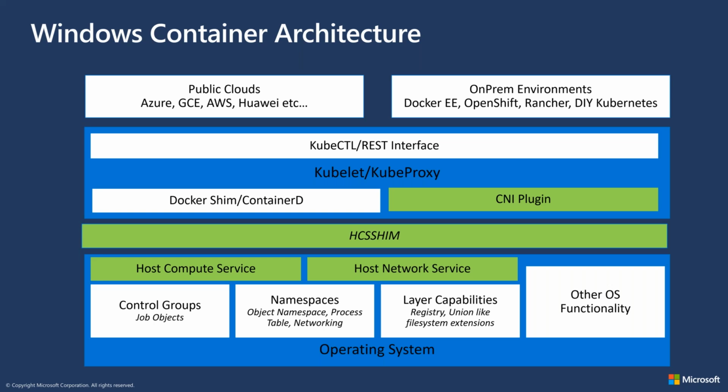So, Windows container architecture. There are 2 main inbox services in the operating system, the host compute service and the host network service, that provide the required Windows container functionality. The host compute service is responsible for the lifecycle management of the job objects, that is, the containers, whether it's a Windows container or a Hyper-V container. And the host network service is responsible for providing the networking for both Windows containers and Hyper-V containers. There is a thin layer called HCS shim, which is a Go interface for both of these services. And the Docker daemon, containerd daemon, kubelet, kube-proxy, or any other daemon will program these 2 services through HCS shim.